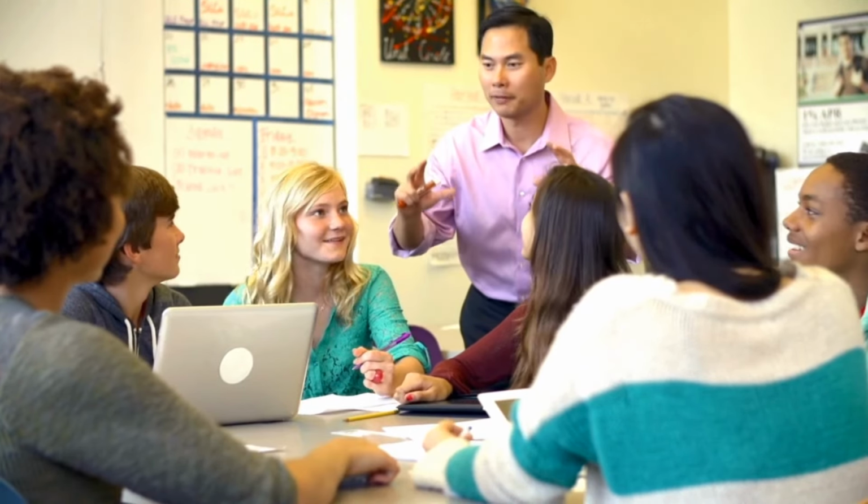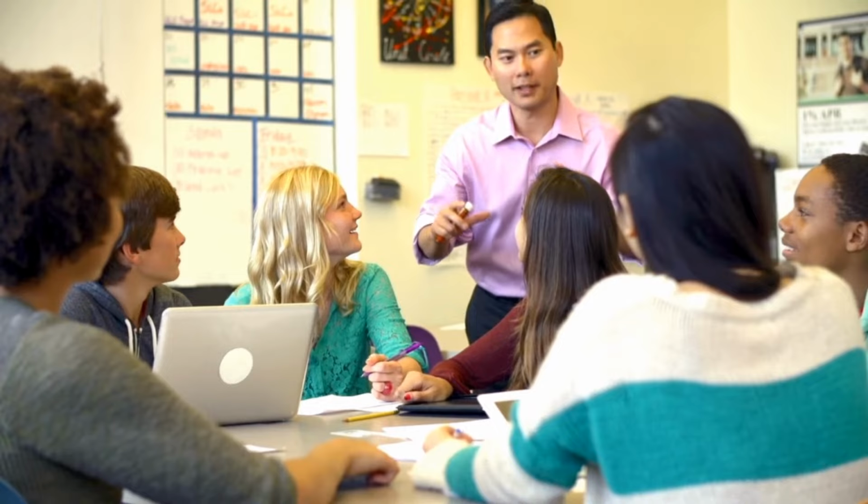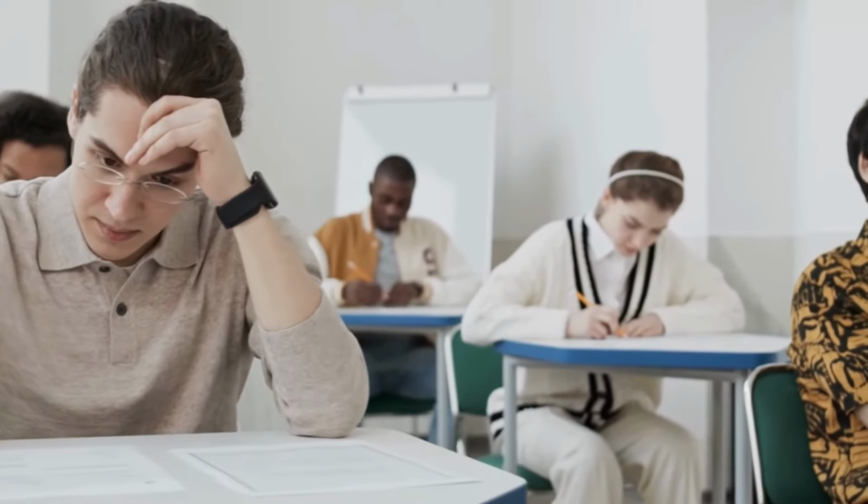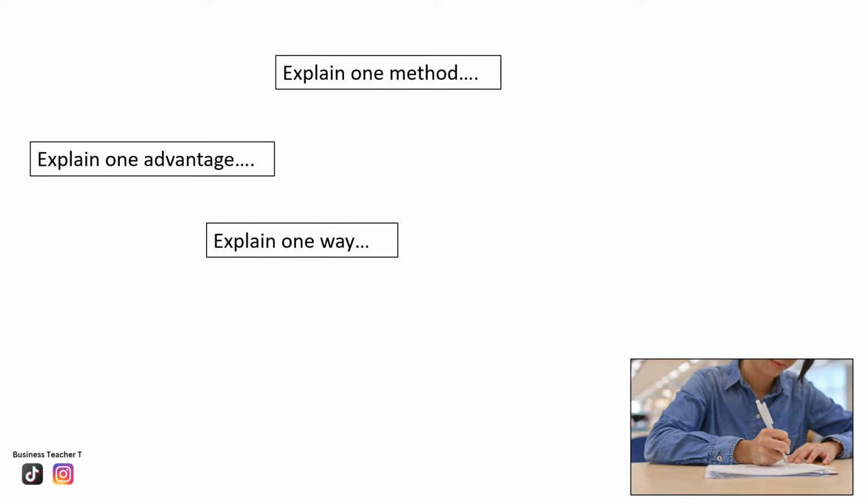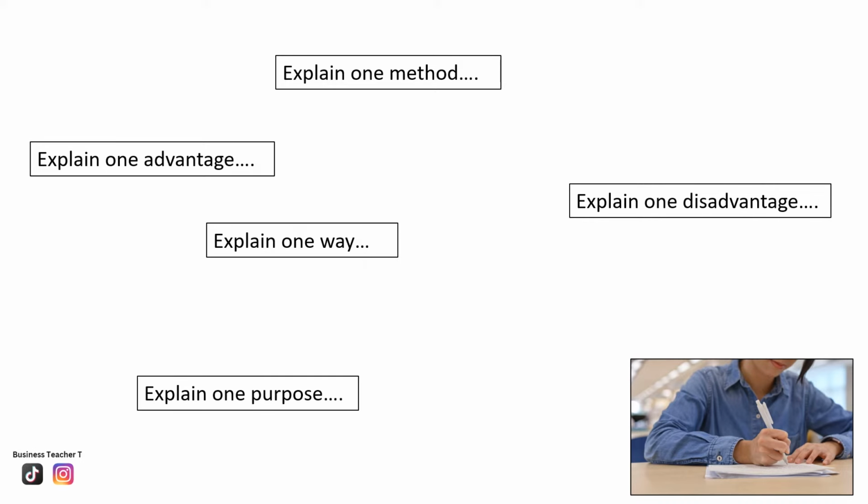This video will give you tips on how to answer the 3-mark explain questions on the Edexcel iGCSE business papers. This video will also include 2 exemplar 3-mark questions and answers. The explain questions are typically worded as follows. Explain one way, explain one method, explain one advantage, explain one disadvantage, explain one purpose, explain one impact.